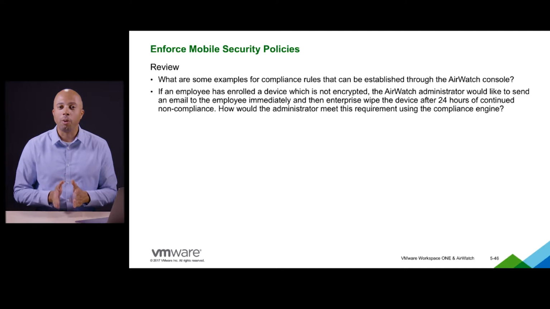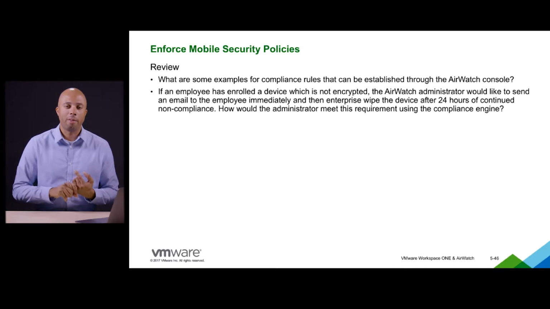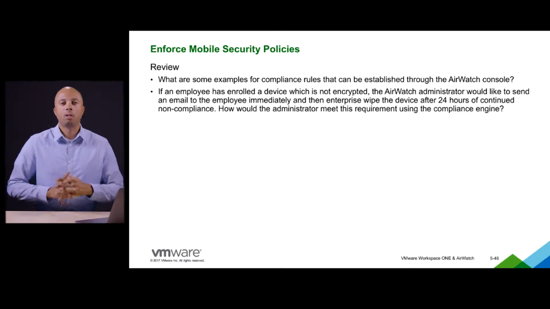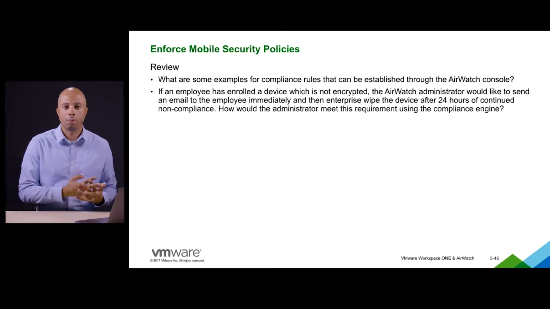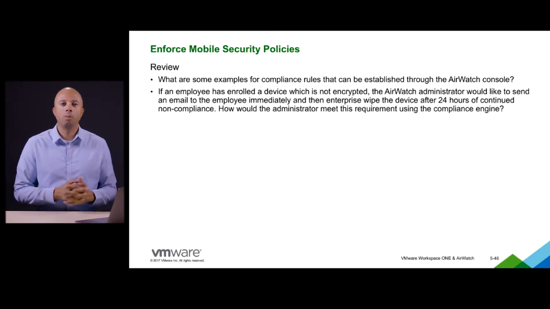So as a review, what are some examples for compliance rules that can be established through the AirWatch console? So remember, these are platform specific. It could be an application, it could be a password not on the device, it could be that encryption was not found, it could be that the device is not seen in the console, meaning the user's just keeping their network off. It can be a large amount of things. So my suggestion, go through all the compliance policies for the platforms that you plan on supporting, and then you'll know the capability.